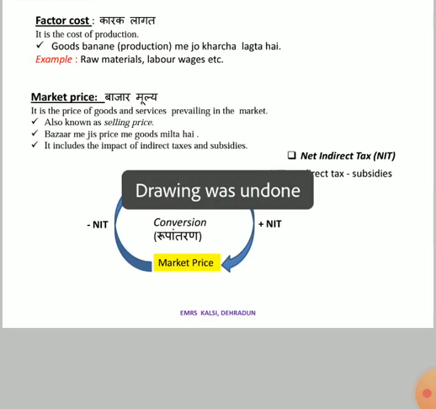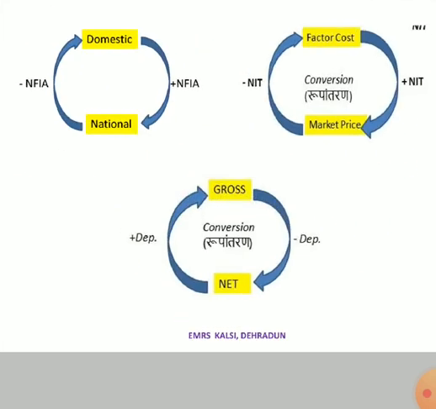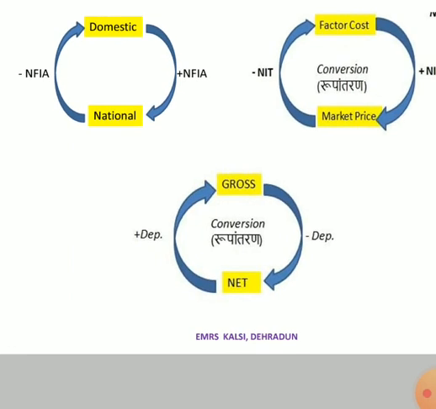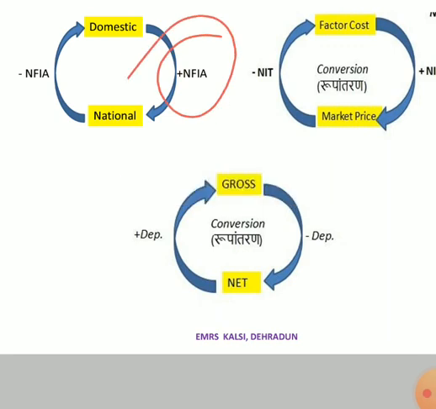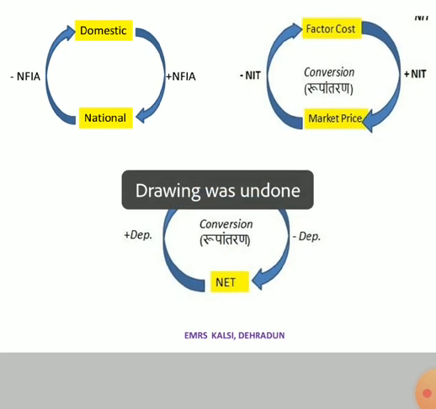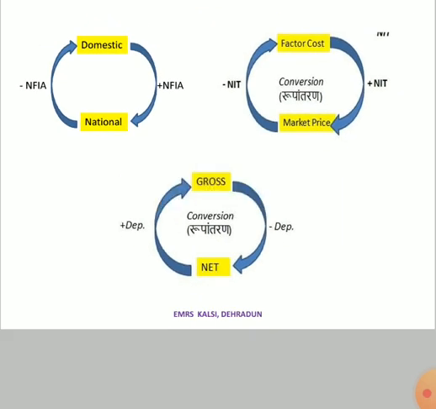Okay, so now we have to convert from domestic to national. If we have to convert domestic to national, we have to add the NFIA. What is NFIA? I will tell you later on. So if we have to convert domestic into national, we have to add the NFIA. And if we have to convert national into domestic, then we have to subtract the NFIA. Okay, so these are the three formulas which we will be using while calculating the national income.